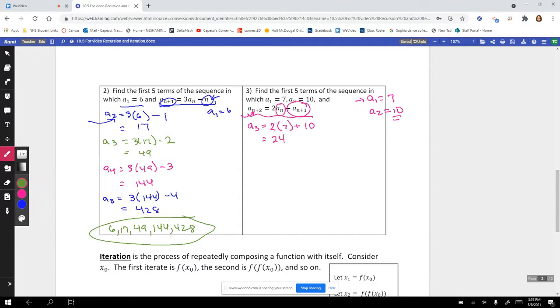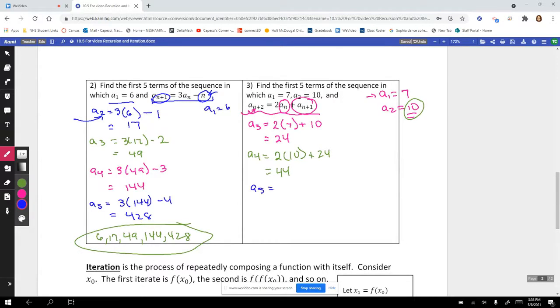So this time we're going back and we're using 2 different terms. So a sub 4 is going to be 2 times a sub n. We're going to go 2 terms back, and now we're going to look at this 10 plus a sub n plus 1 is going to give me my 24. So a sub 4 is going to be 44. My a sub 5 is going to equal 2, and again, I'm going back 2 now. So 2 times 24 plus 44. So our a sub 5 is equal to 92. Okay, so in this case, our 5 terms are 7, 10, 24, 44, and 92.